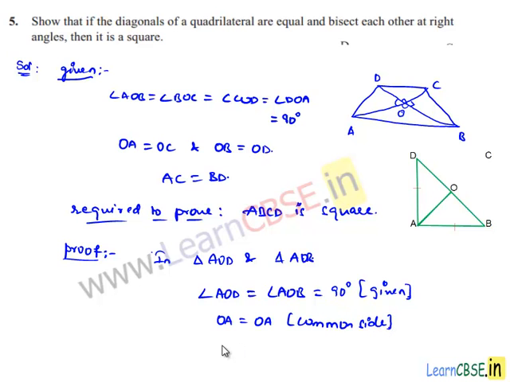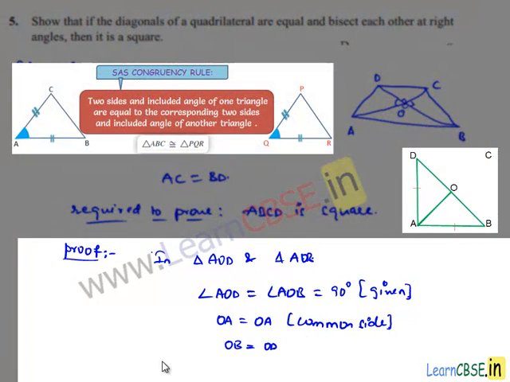Side OB will be equal to OD, since AC bisects BD at O. So we can say here the two corresponding sides and an angle are equal in both the triangles. Therefore, by SAS property of congruency, we can say triangle AOD is congruent to triangle AOB.